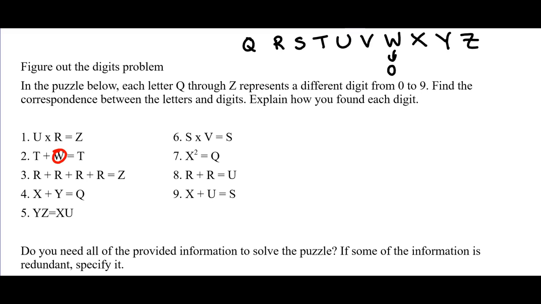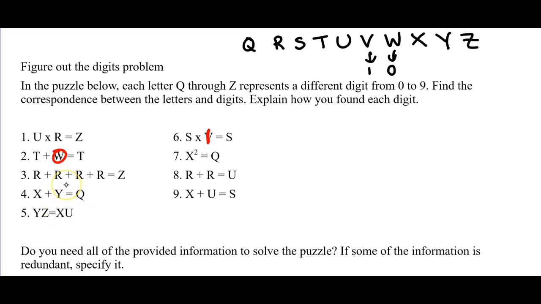Then the next thing I look at is something similar to that. I've got number 6. It says s times v is equal to s. So what's that tell me about v? V must equal 1. So v is equal to 1. Remember, that is our multiplicative identity. So that's the property we're using right there, that v is equal to 1.